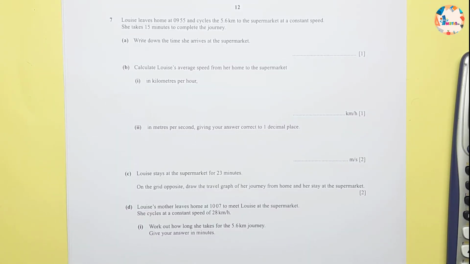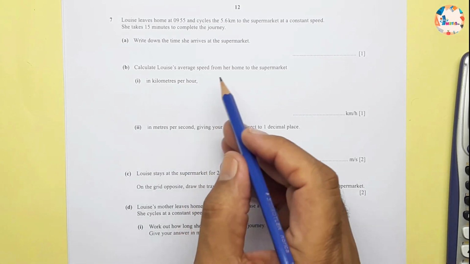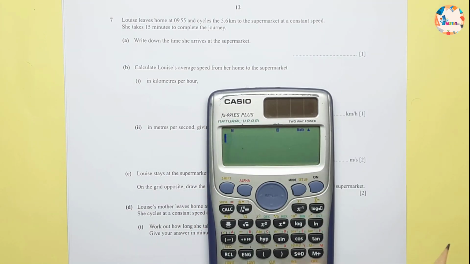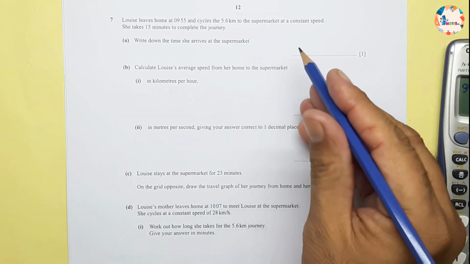Question number 7. Louis leaves home at 9:55 and cycles the 5.6 kilometers to the supermarket at a constant speed. She takes 15 minutes to complete the journey. So write down the time she arrives. Just we have to add 15 minutes in this one. So 9 hours and 55 minutes plus 0 hours and 15 minutes will be equal to 10:10.